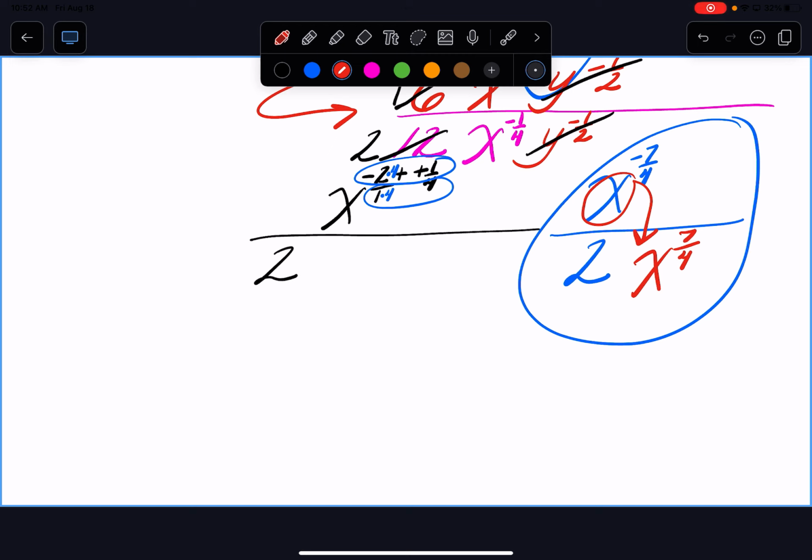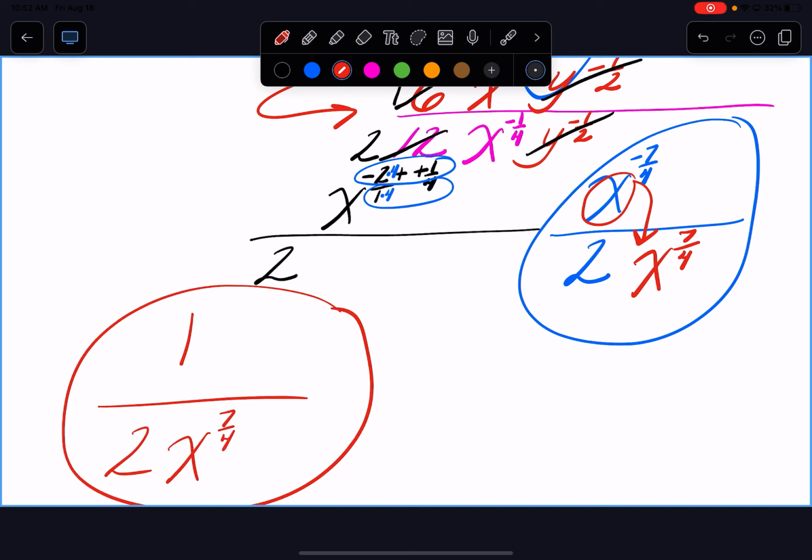What was left on top? 1. So we put a 1. On bottom was 2x to the 7 fourths. And we know we're as simplified as it gets. There's only one number and one x.